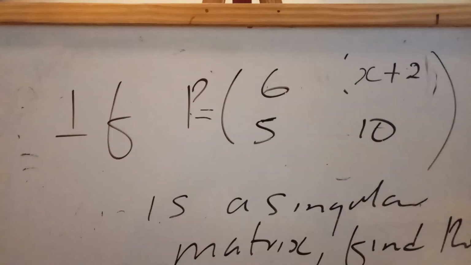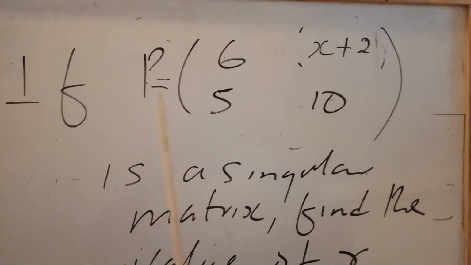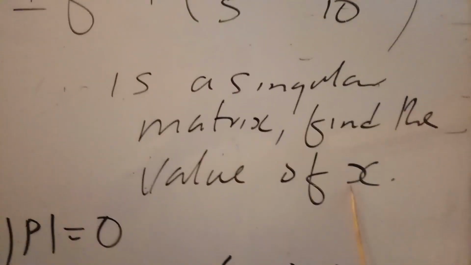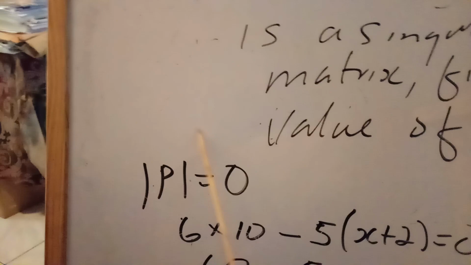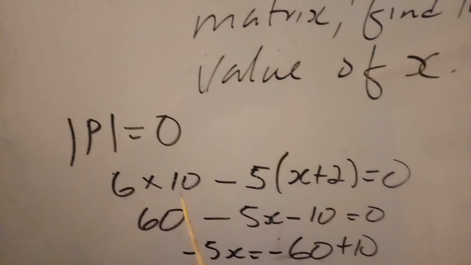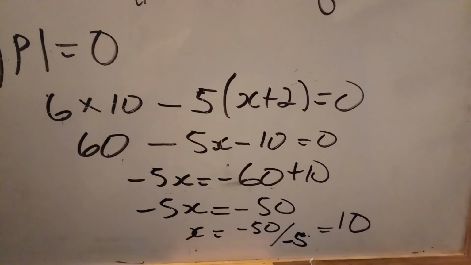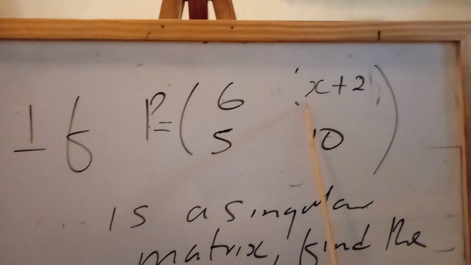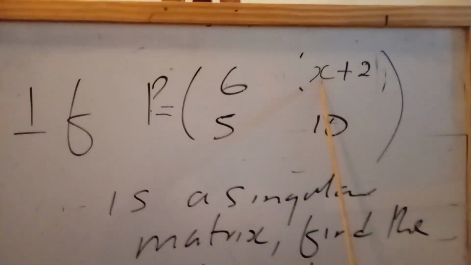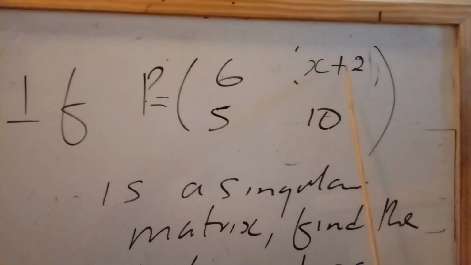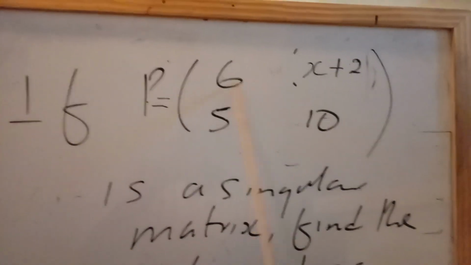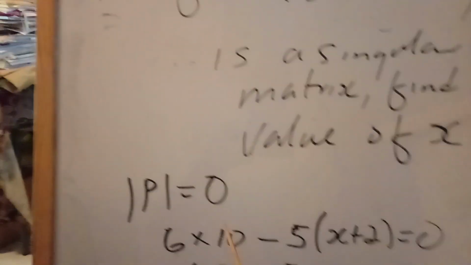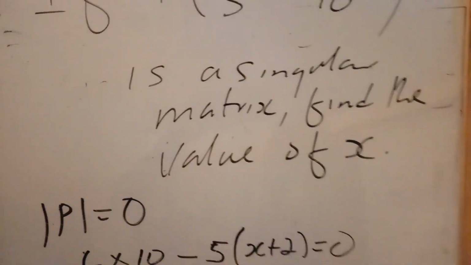So let's go back to the original question. This is the original question. It's a singular matrix. Find the value of x. We have this side, determinant is equal to 0. Work it out and we get that. So our final answer should be positive 10. When you put 10 here, 10 times 10 plus 2 will give me 12. 12 times 5 will give me 60. Then 6 times 10 also gives you 60. 60 minus 60 will give you 0. So that means our determinant will be equal to 0.